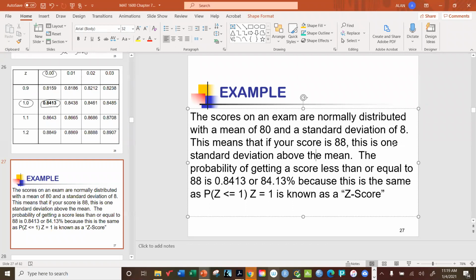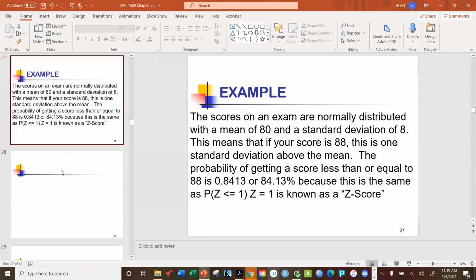Imagine if your scores were written that way. Imagine yourself getting your exam back and it has a big 1 on it. And you think, oh my God, I got a 1. No, you got 1 standard deviation above the mean, which is 88. That would be interesting.